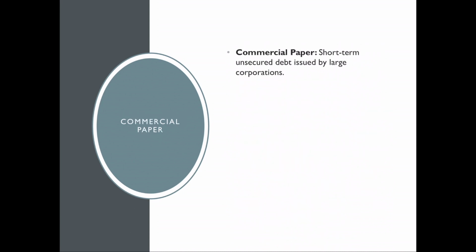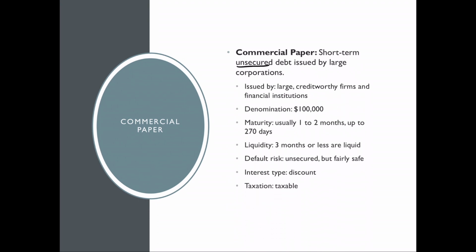Next up is commercial paper. Commercial paper is short-term unsecured debt issued by large corporations. If it's unsecured, that means that there is no collateral backing commercial paper. These are issued by large creditworthy firms and financial institutions. These creditworthy firms and financial institutions will use commercial paper instead of borrowing from a bank.